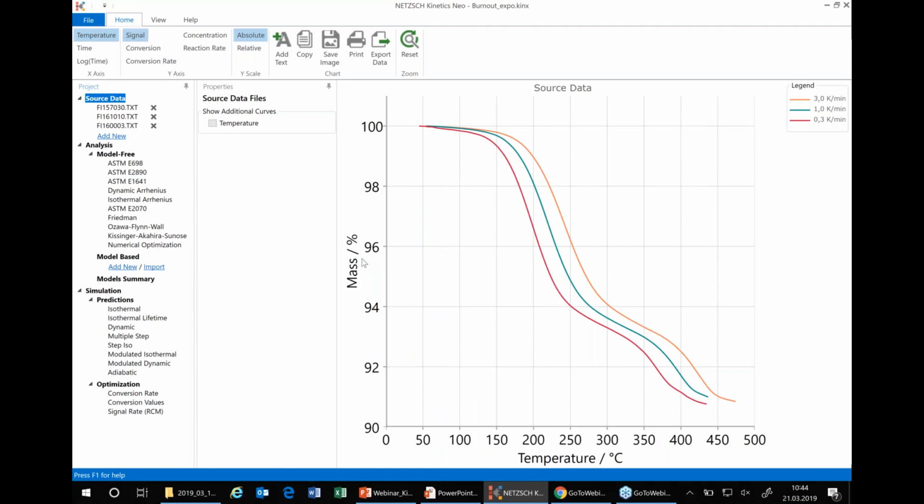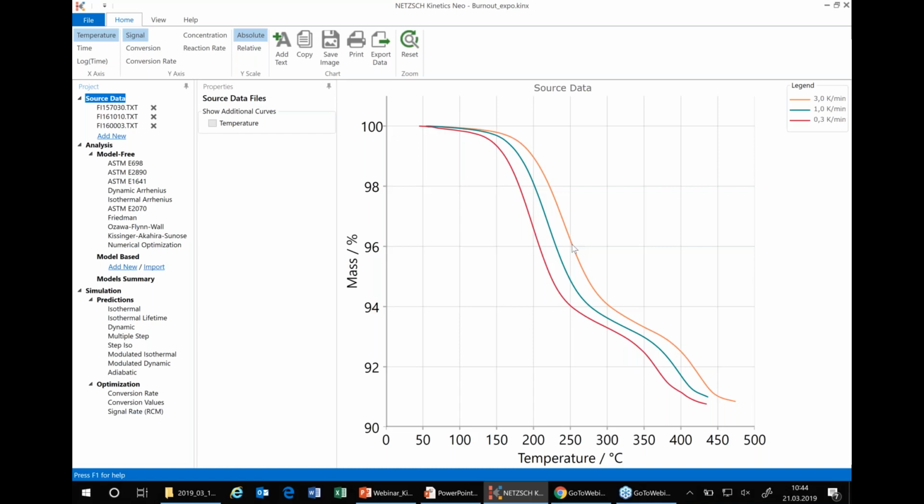If we switch to the temperature, then we see that all these 3 curves are not the same. For example, if we take mass 96%, then for some heating rate it happens at about 200 centigrade, and for another heating rate it could be about 250 centigrade. Why? Because the heating rate is different and the process rate is different. The process rate depends on heating rate, temperature, time, and temperature profile.